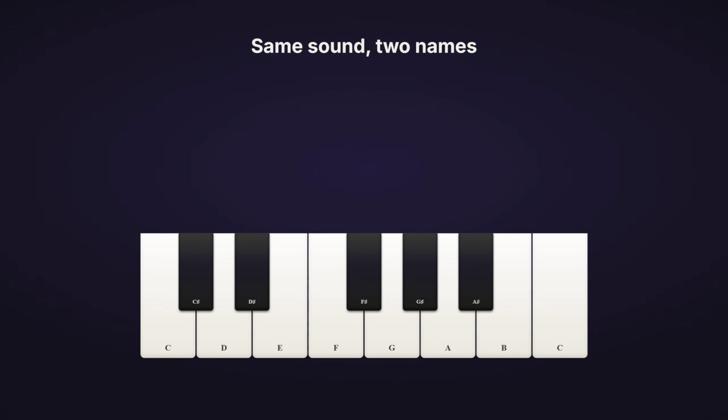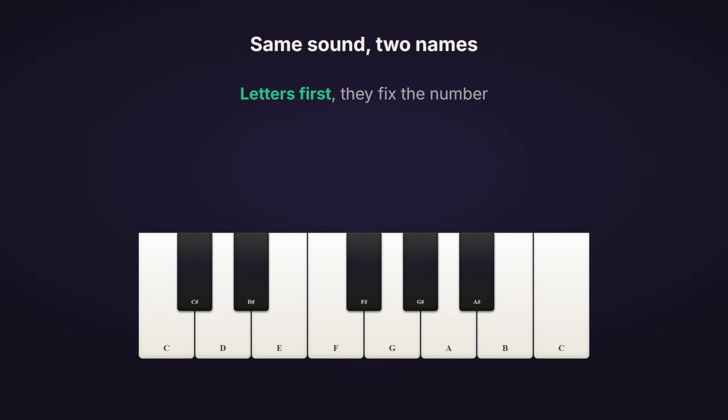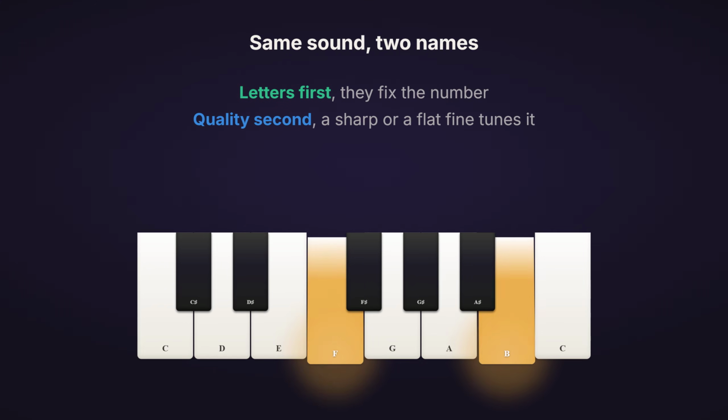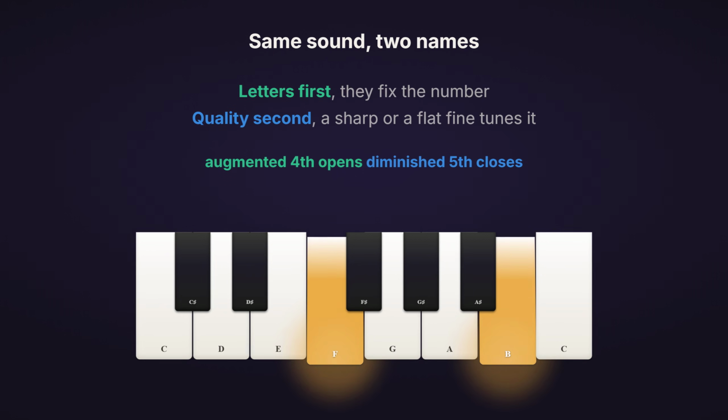So the same sound really can wear 2 names, and the name is never random. It tells you the note's job in the music, which letter it is built on, and which way it is going to resolve. Count the letters first to lock in the number, then bend the quality with a sharp or a flat, and the correct spelling falls straight out without any guesswork. From here on you can look at a written tritone and know whether it is about to open outward or pull inward before a single note has resolved, just from the way it is spelled. The augmented fourth promises an opening, the diminished fifth promises a closing.